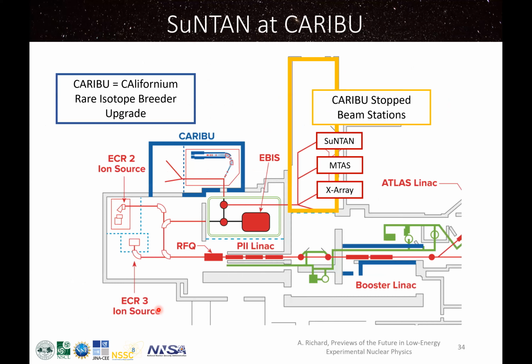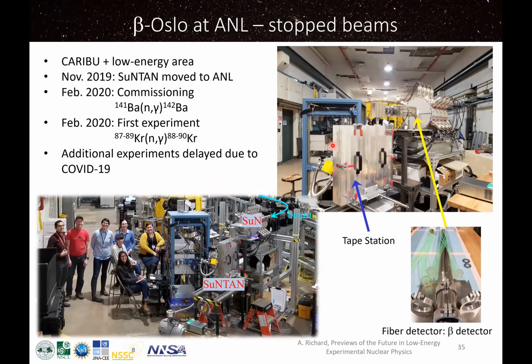And so we took SuN to Argonne to utilize CARIBU, which is the Californium Rare Isotope Breeder Upgrade, where we can get californium-252 fission fragments delivered out into the low energy area where we have SuN set up. And so SuN is set up out here. So here are some photos of what it looked like in action. We moved SuN to Argonne with the associated tape station shown here in November of 2019. We did our first commissioning measurement, which ended up being really important for the i-process, barium-141 (n,gamma).